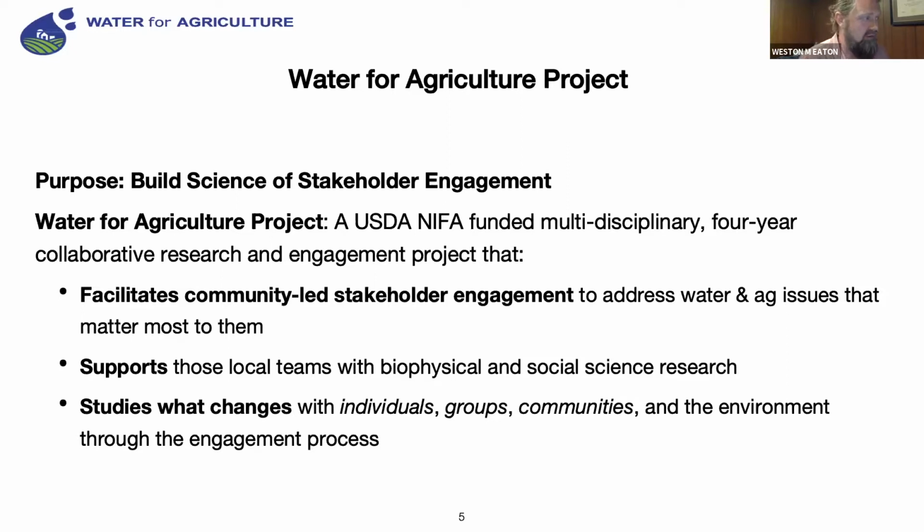All the while, we want to study what's changing for individuals, what's changing for the group of these leadership teams, what's changing for the community within which they're working and beyond. And ultimately, is there evidence of a relationship between this social process, social outcomes, and the environmental outcomes at the end? Yeah, that's the task we've taken on with Water for Agriculture.